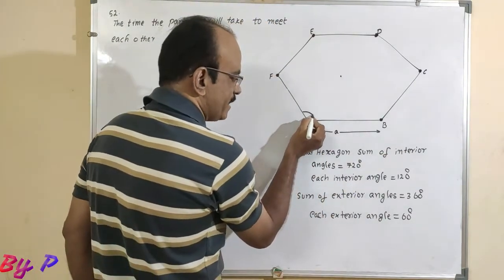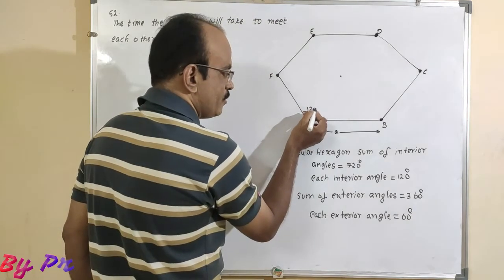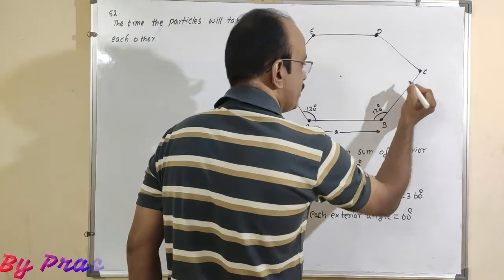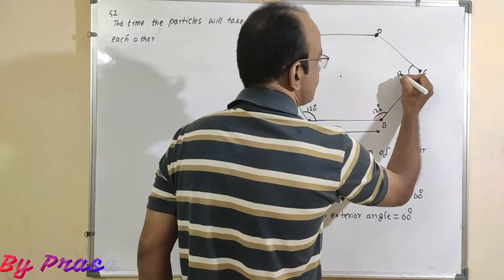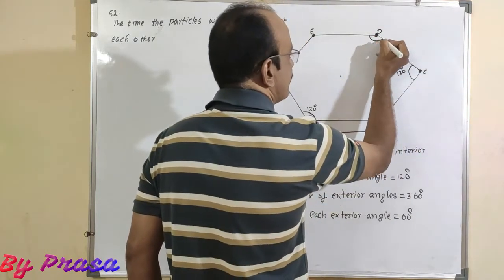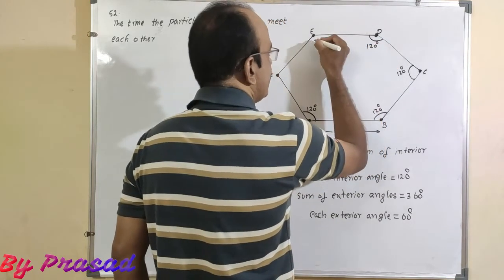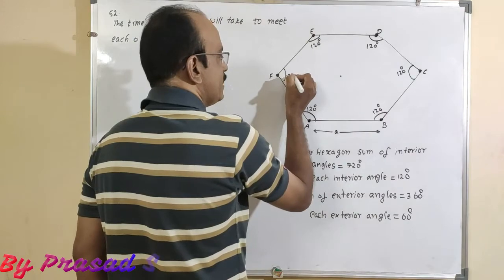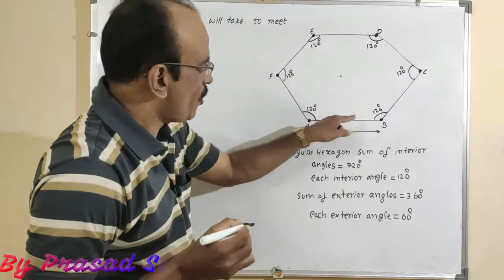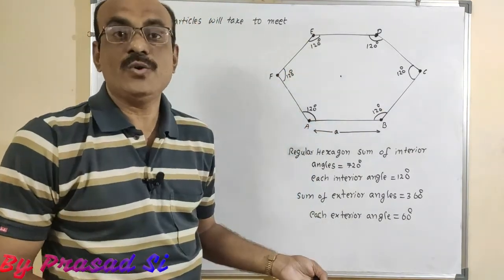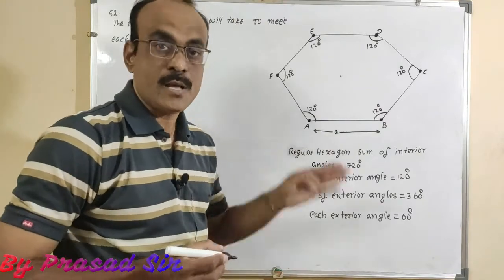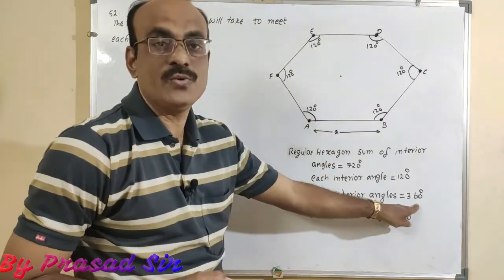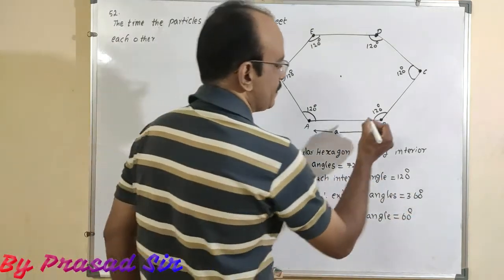So how must that be? This is 120 degrees, and this is 120 degrees, and this is 120 degrees, and this one is 120 degrees, and this one is 120 degrees, and this one is 120 degrees. The sum of all the interior angles must be equal to 720 degrees. But here the sum of the exterior angles is equal to 360 degrees.